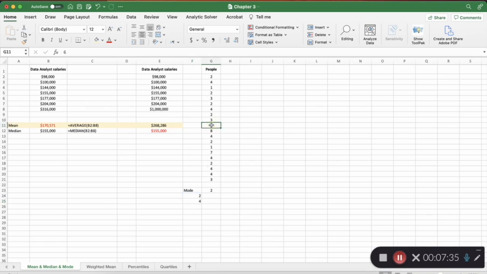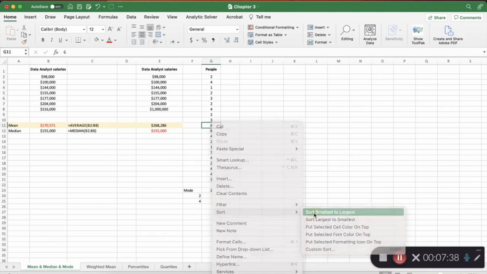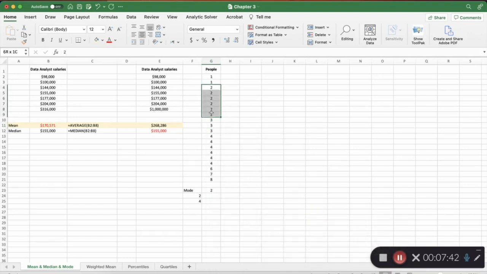You can check this by sorting this out. Right-click, sort. Look at the 2's. How many 2's do we have? And how many 4's do we have? 1, 2, 3, 4, 5, 6. 1, 2, 3, 4, 5, 6. We have 6 of the 2's and 6 of the 4's. So you have basically 2 modes.